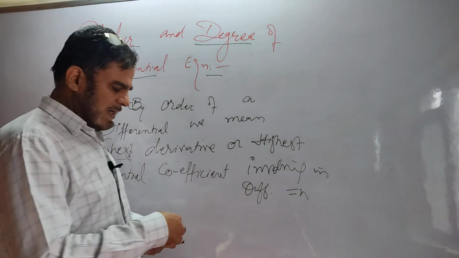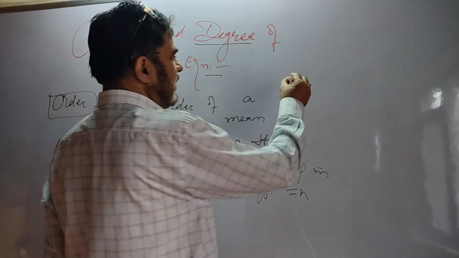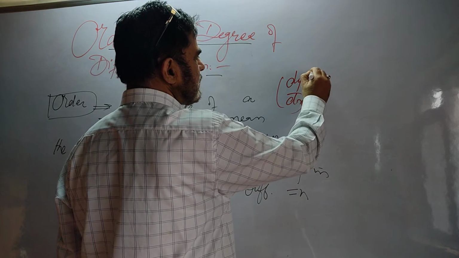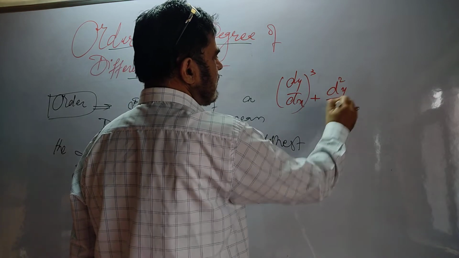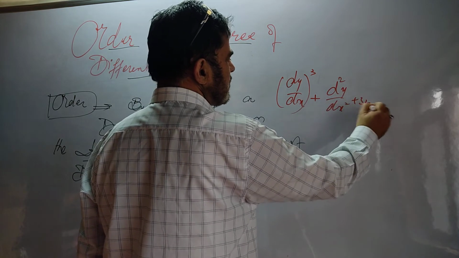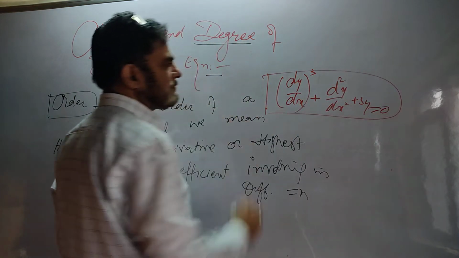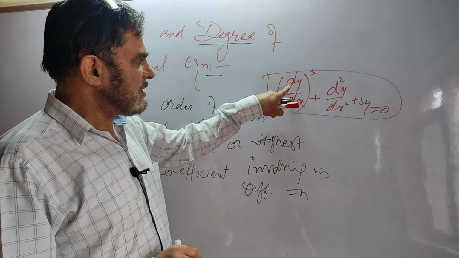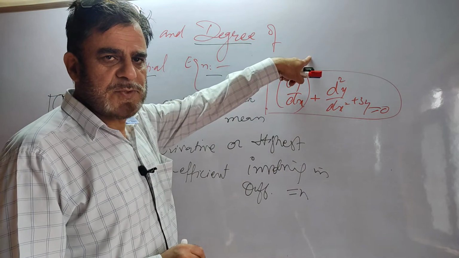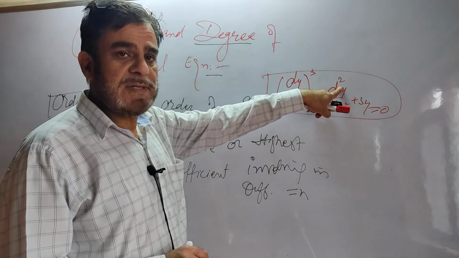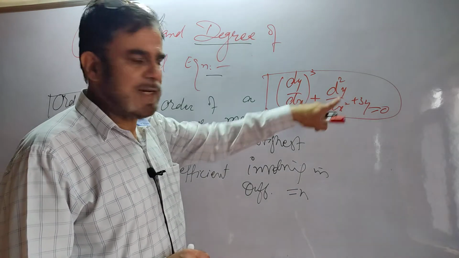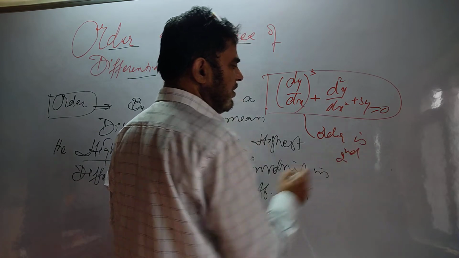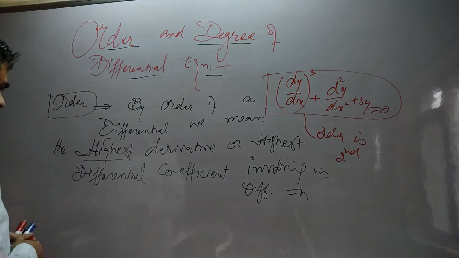For example, I have a differential equation like this: (dy/dx)^3 + d^2y/dx^2 + 3y = 0. What is the order here? Is it 3? No. Order is the highest derivative. This is the first order derivative, and it is cubed. This is the second order derivative, meaning the derivative of dy/dx with respect to x. So we can say the order of this differential equation is second.